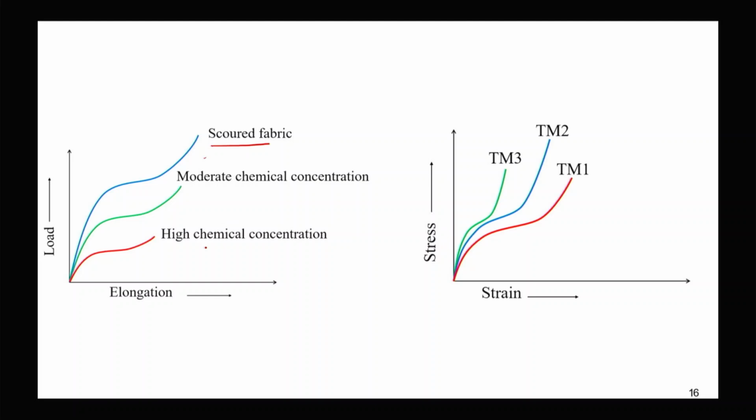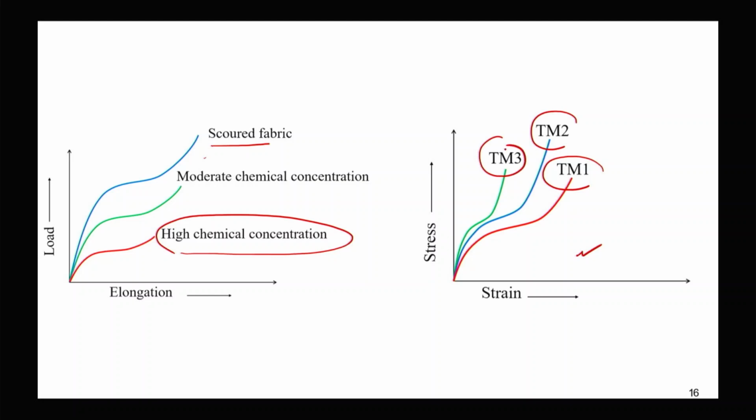In the stress strain behavior with high chemical concentration, molecular degradation takes place. So the breaking load or elongation decreases. By changing the twist multiplier, we can change the stress strain behavior. Here are TM1, TM2, TM3, so lower twist multiplier, moderate and higher twist multiplier. As we increase the twist multiplier, the breaking load initially increases, and when it crosses a certain limit, then it further reduces. And similarly, the modulus also gets changed.